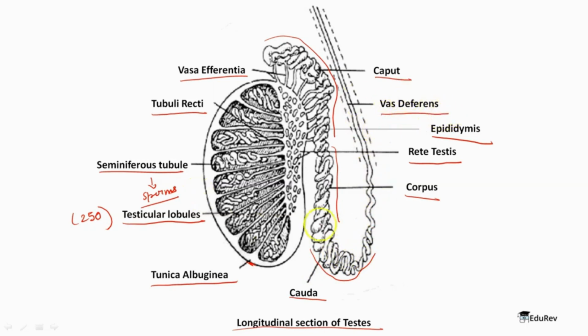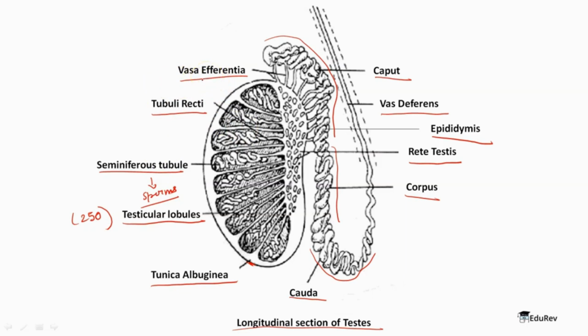Now this was the longitudinal section of the testis, and the question can be asked, what is the pathway of sperm after its formation? You must keep in mind that the site of formation of sperms is the seminiferous tubule, right? From where it moves to the tubuli recti, which lead them to the rete testis. Then the sperms move to the epididymis via the vasa efferentia. Also, the question can be asked, which duct is responsible for movement of sperms from the testis to the epididymis? Then the answer will be vasa efferentia, right?